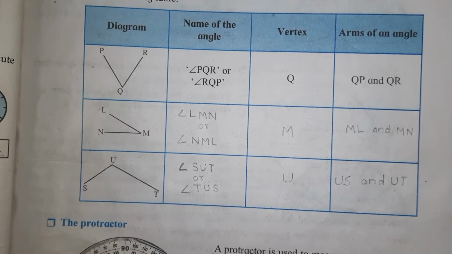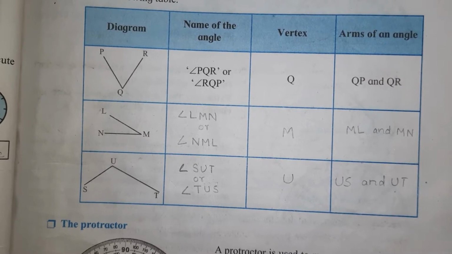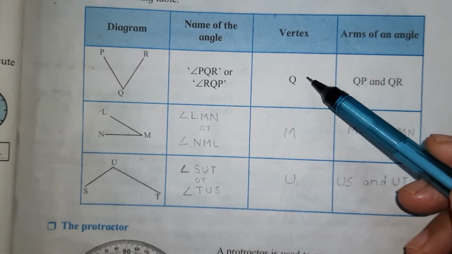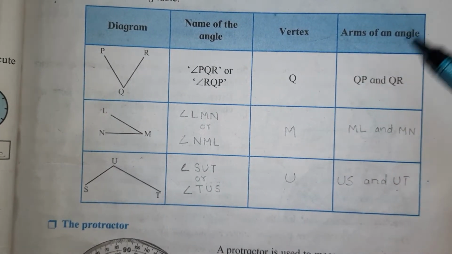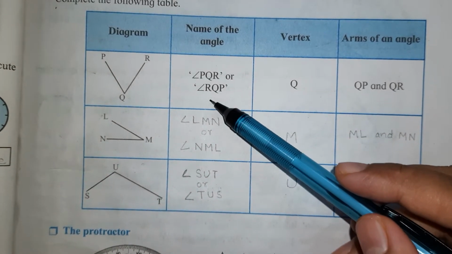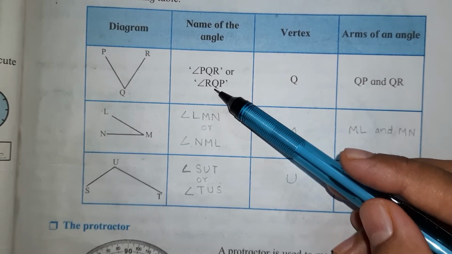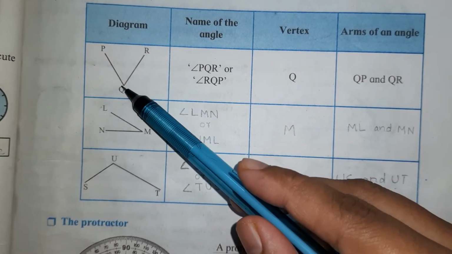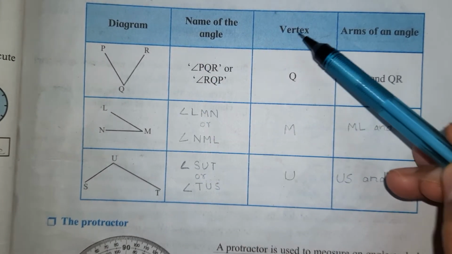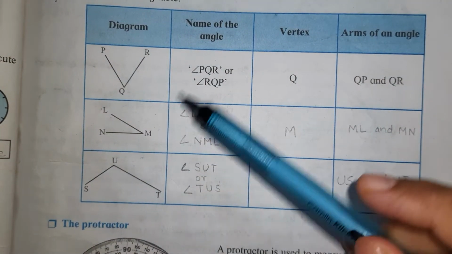Hello students, we are studying the lesson angles, and in the previous lecture we have studied how to give a name to an angle, what is meant by the vertex of an angle, and what are the arms of the angle. So how to give a name to an angle? By using three alphabets of capital letters. And the point where these two lines meet each other is called the vertex, and these two lines are called the arms of the angle.